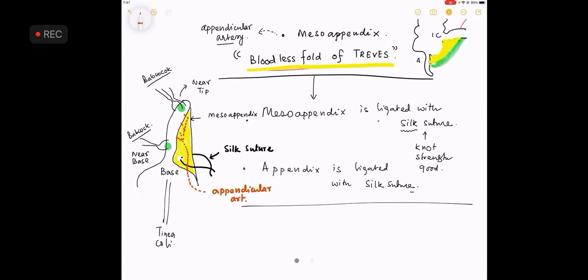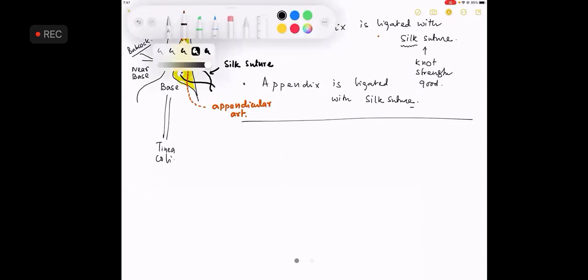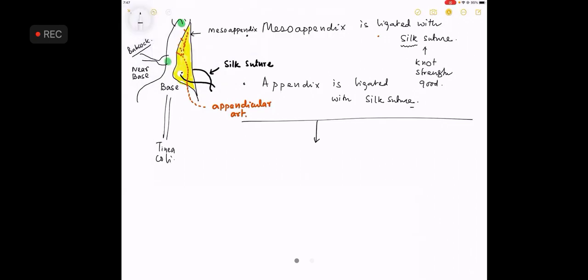Have you completed this, sir? Hello? Yes, sir. Okay. Now, after this is done, remember that the appendix is ligated with a silk suture. Examiners can ask you, before ligation of the appendix, any additional procedure that you do?